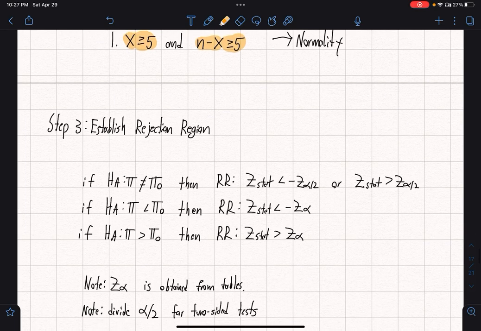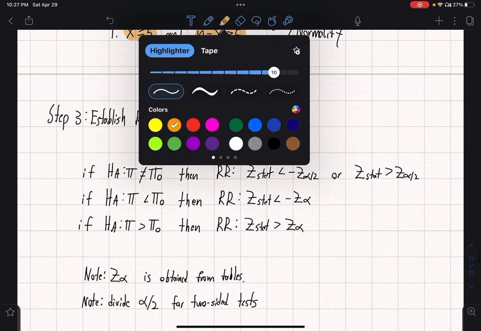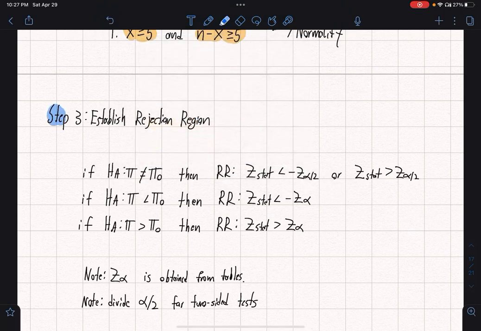So just as t alpha was obtained from the tables, z alpha is obtained from our tables. And then also, if we have a two-sided test, we will divide alpha in half. Otherwise, we just leave it alone. And I've been highlighting our steps blue. So step 3 is the same.